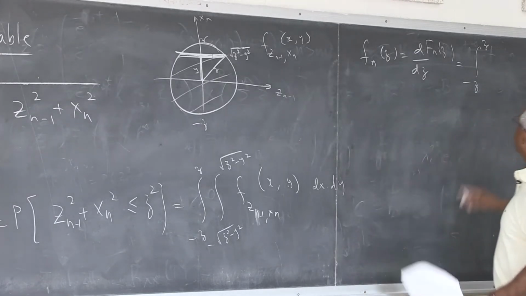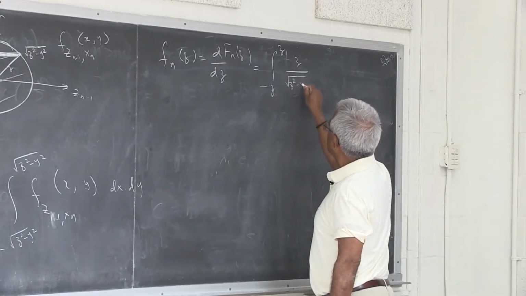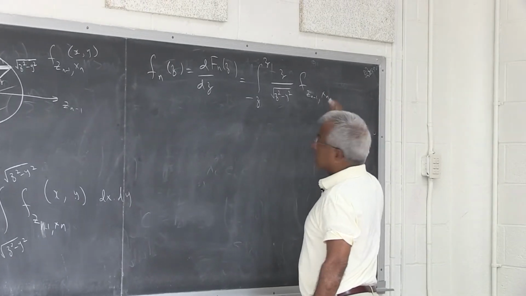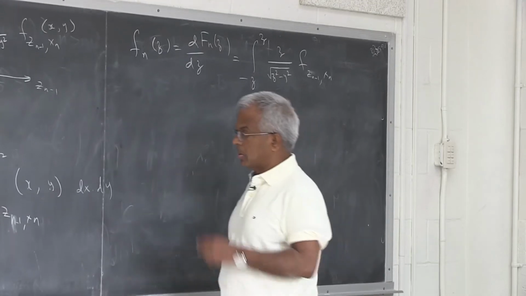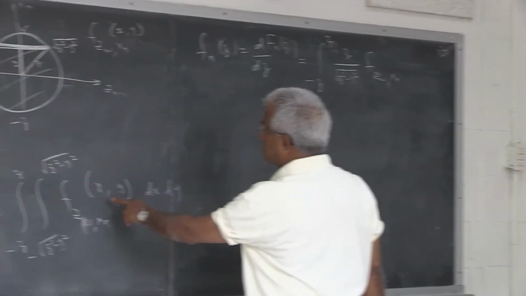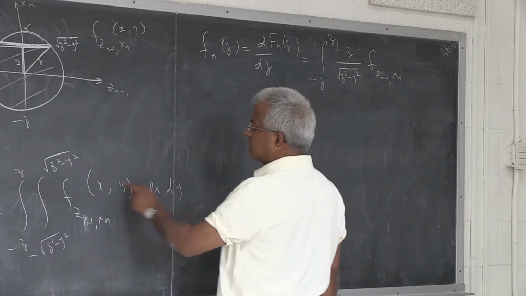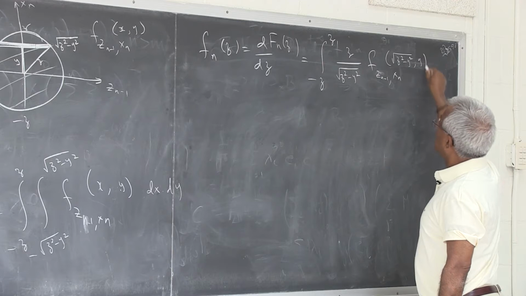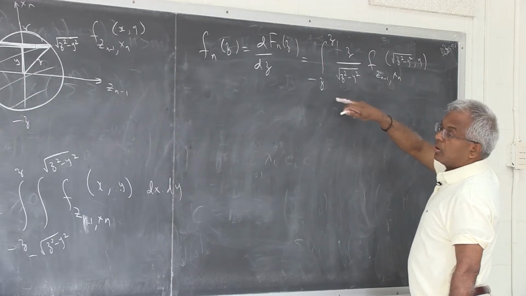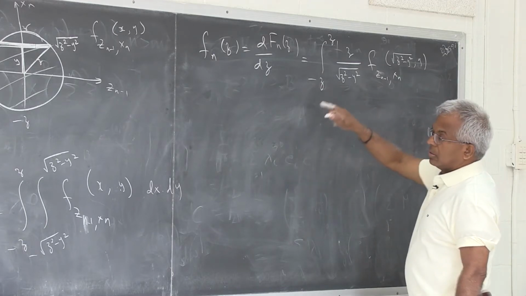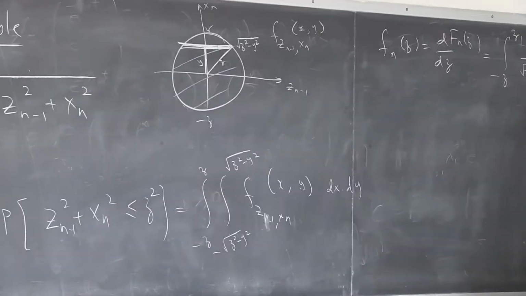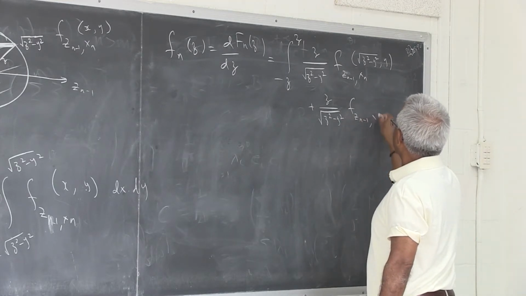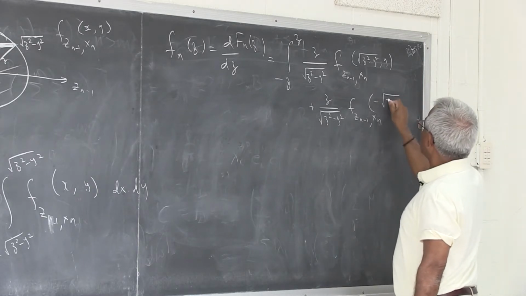So the derivative of that quantity is z over the square root of z squared minus y squared. Here the variable is x, so wherever you see x, you substitute the top limit. So this will be the square root of z squared minus y squared comma y, plus the derivative of the bottom limit, minus the derivative of the bottom limit, which will be minus, goes away, so that will give us a term z over the square root of z squared minus y squared times f zn minus 1 xn, and substitute the bottom limit, with a minus sign.